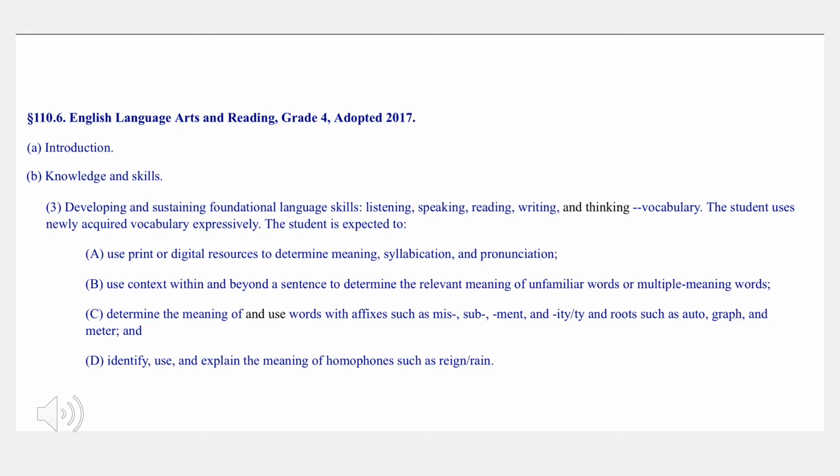Alrighty, so for C, determine the meaning of and use words with affixes such as mis, sub, ment, and ity/ty, and roots such as autograph and meter. So right here I see the word determine. That's our verb. We want students to determine, of course, the meaning of different affixes. And then lastly but not least, D, identify, use, and explain the meaning of homophones such as rain and rain. So I see right here three, and I'm going to circle identify, use, and explain. So once again, these are the verbs that this specific TEKS is telling us to do. And remember that the verbs tell us the actions that the student needs to perform.